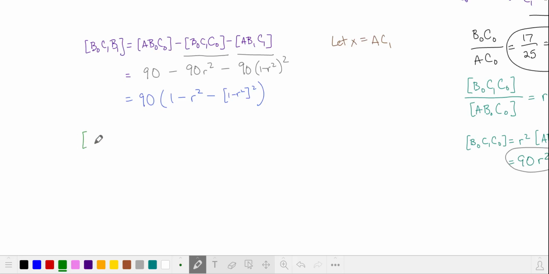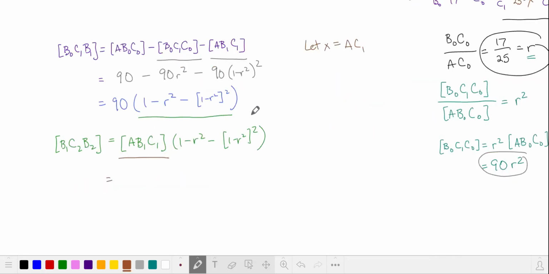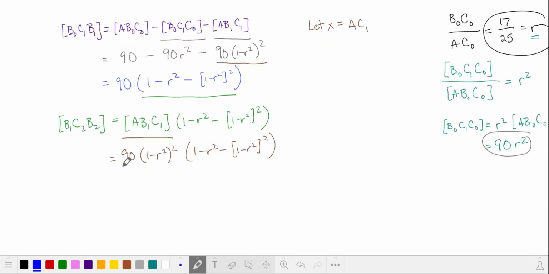The next triangle in our sum is triangle B1C2B2. To calculate that, we'll take triangle AB1C1 and multiply it by this same factor. Here again is AB1C1. This is B2C2, and that's the triangle that we're adding to the sum. We already have an expression for AB1C1. That was this over here, 90 times the square of 1 minus R squared. The product of this first and last factor was the area of this triangle up here. So I can write this as (1 minus R squared) squared times the area of triangle B0C1B1.